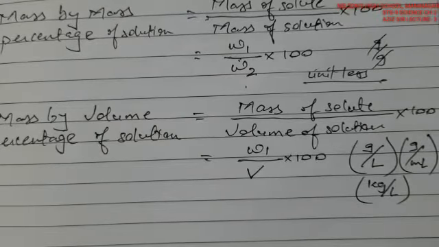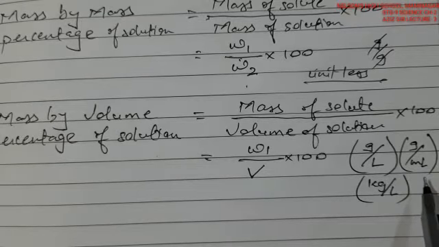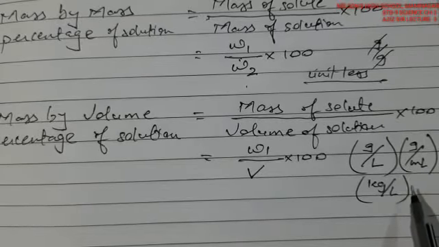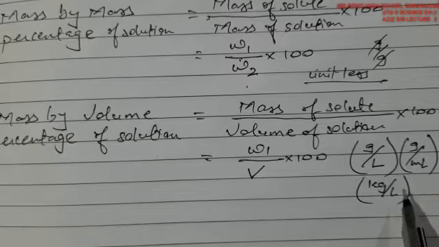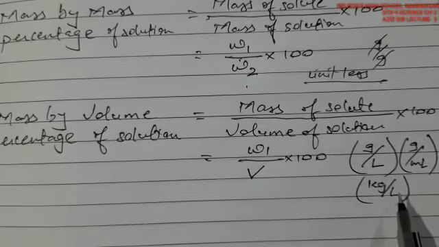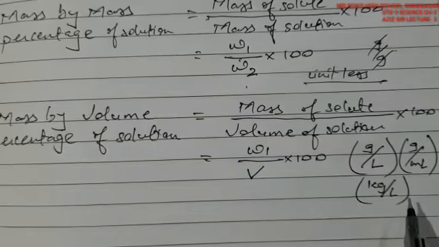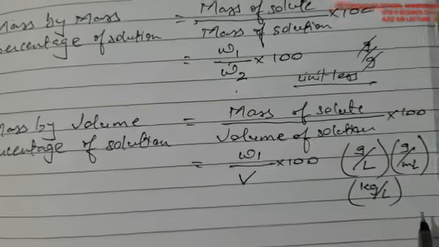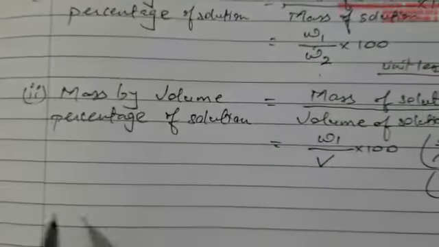But in the general case it would be grams per liter, though most times it is grams per ml also, and kg per liter also. As I told you, it depends on the circumstances and what they are asking for. The next is the sum.